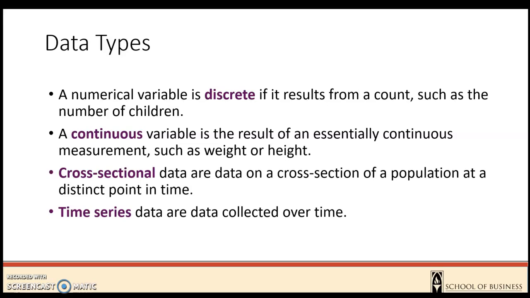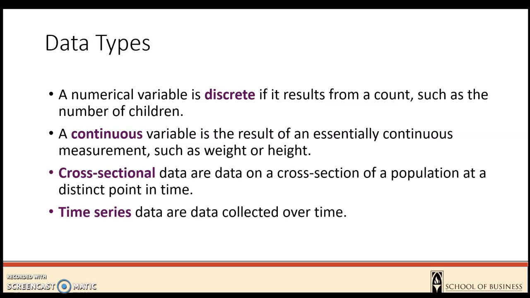We can look at what we call cross-sectional data, which is data on a cross-section of a population at a distinct point in time. We make our little data set and say, I want to know the height data for everybody. That's the cross-section. I can look at the entire height data for everybody, and most of the data that we end up looking at is cross-sectional.